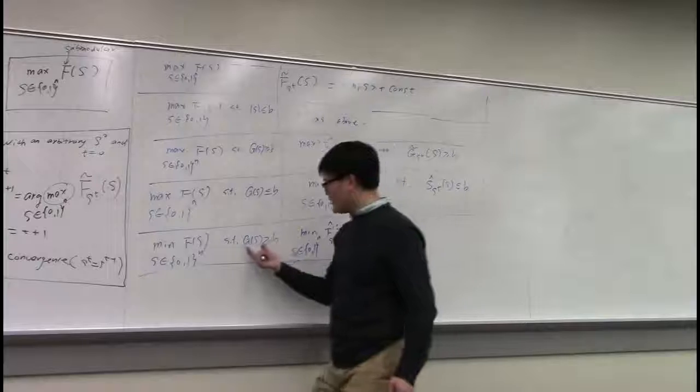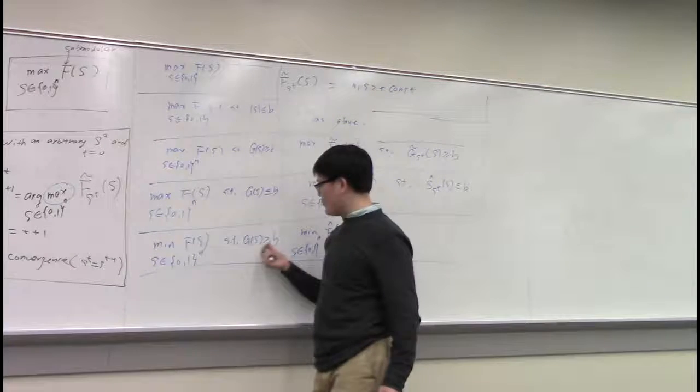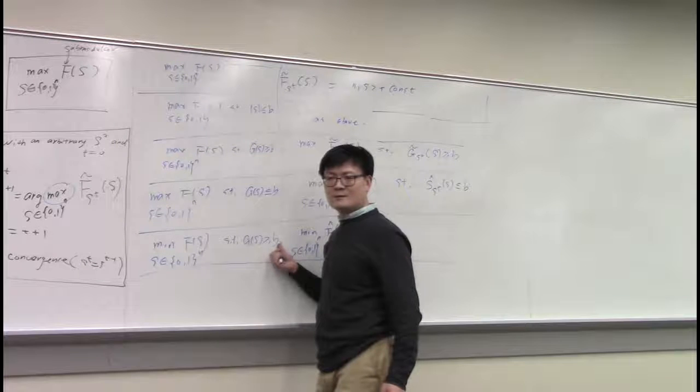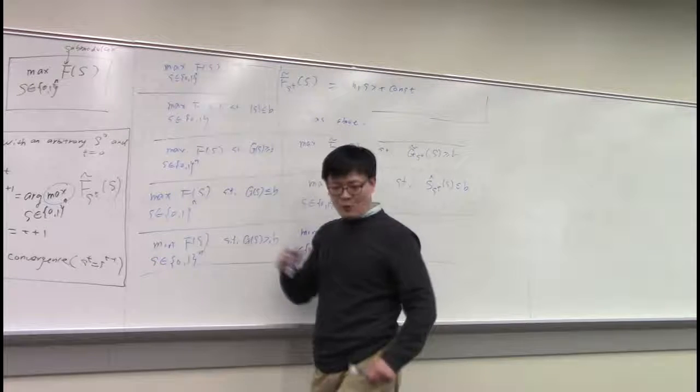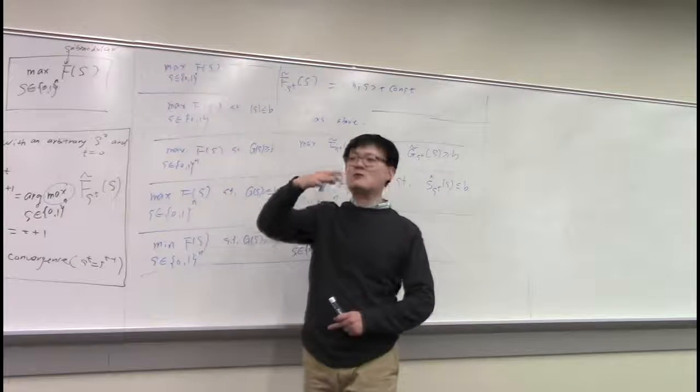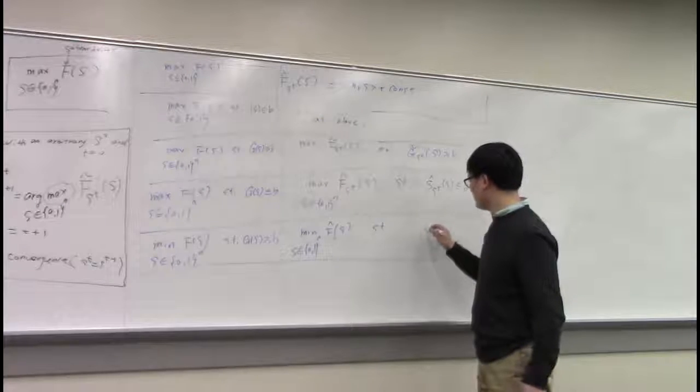So if we consider upper bound greater than or equal to B, the true value may not be greater than or equal to B, right? You follow? If we use lower bound, and the lower bound is greater than B, then the true value of course will be greater than B, right? So for this reason, we should use lower bound, tilde.